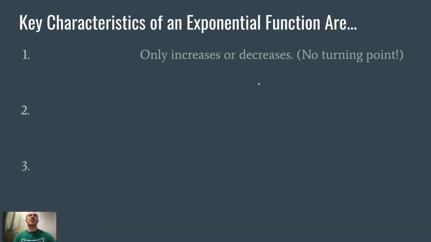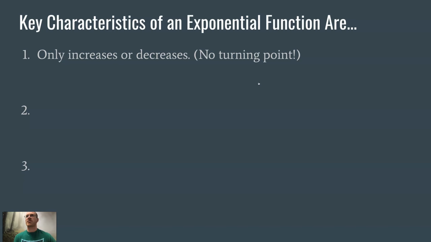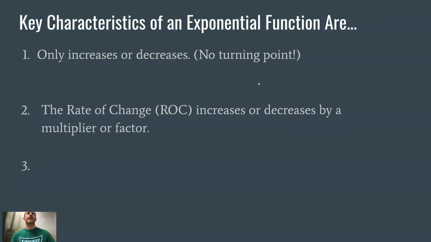So the first key characteristic: it only increases or decreases. There is no turning point. So this is like a linear function. It increases or decreases differently than a linear function, but it only goes in one direction. The rate of change increases or decreases by a multiplier or factor, whichever word you want to use. So that would have been multiplying by 2 in our opener, which is a factor of 2. It could go down by a factor of 2, which means it would go in half. So it would go like 50, 25, and so on.